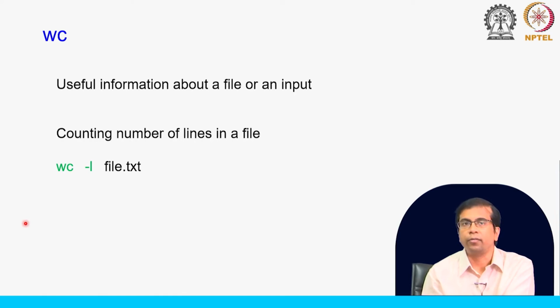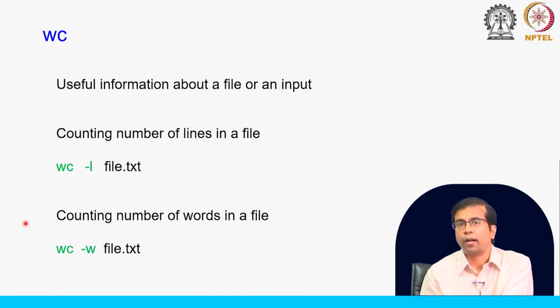One thing you can do, without actually opening a file, is count how many lines are there in that file. The WC command will tell you how many lines are there. It is WC -l, the option is -l, and the file name. Here the file name is file.txt; it could be any file that you want to check. Or you can simply count the number of words in a file, using WC -w file.txt. Let us try this in the command line and see what we get from these outputs.